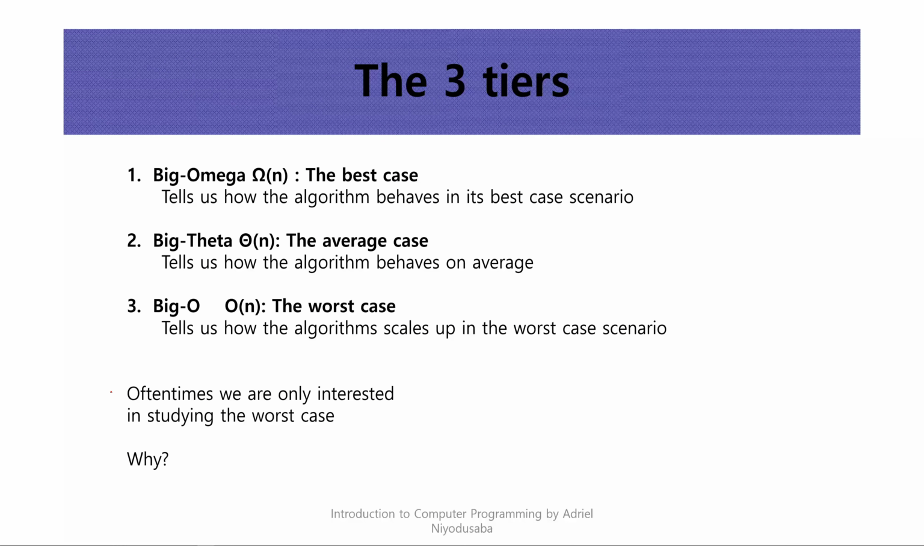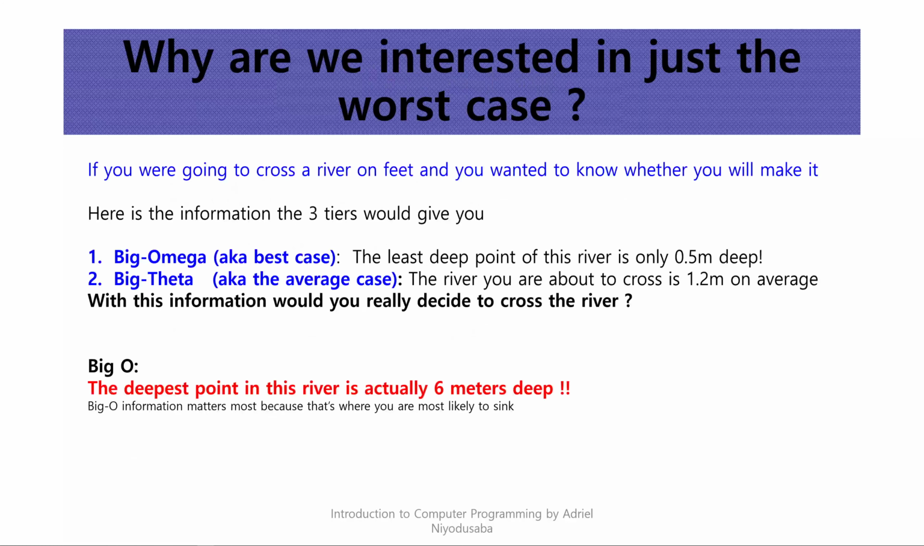Oftentimes we are only interested in studying the worst case. Why is this the case? Why are we so interested in the worst case, not the best case or the average case? Wouldn't it make more sense to go with the average case because it covers both ends? Turns out it's not the case, and the reason is well explained with this story. Imagine you were going to cross a river on foot, and you want to know whether you will make it to the end alive, and by alive I mean you will not sink.